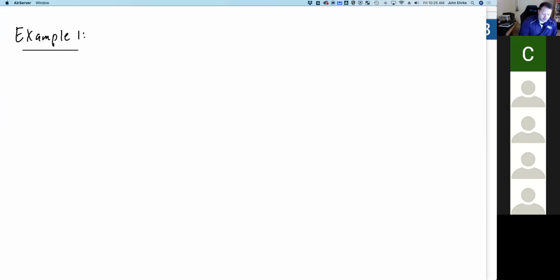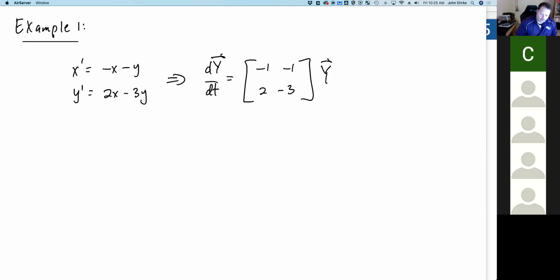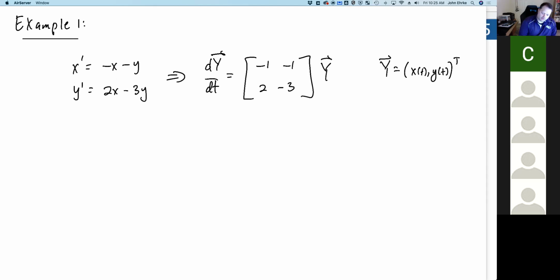So our system here is x prime equals negative x minus y, y prime equals 2x minus 3y. So I've got dy/dt equals the matrix with rows -1, -1 and 2, -3 times y is my system. And this is where y has components x of t and y of t. With that in mind, I know that my coefficient matrix A is that matrix there.